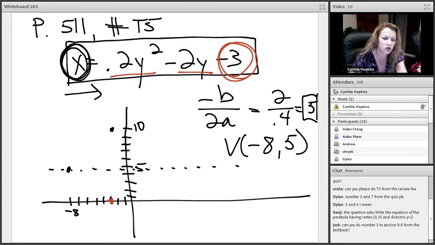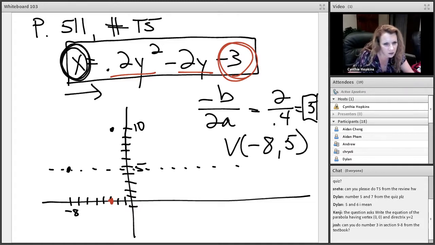So I've got 3 points right now. I want my students to have 5, so I think I'm just going to plug in negative 1 for y. I'm going to use a calculator. When I square negative 1, it becomes positive 1, so I just get 0.2. Then a negative 1 times a negative 2 is plus 2, and then minus 3, and I get negative 0.8.